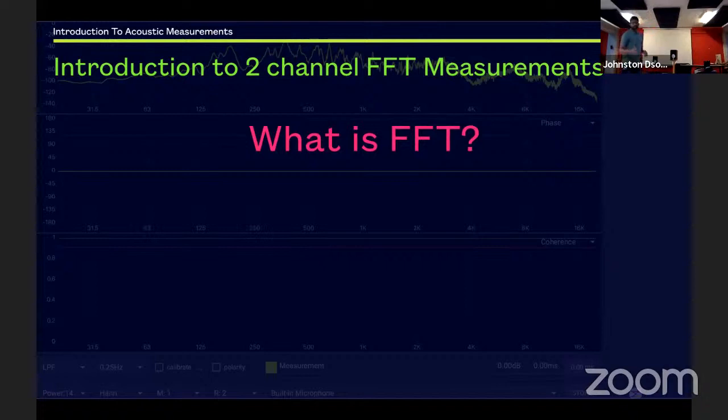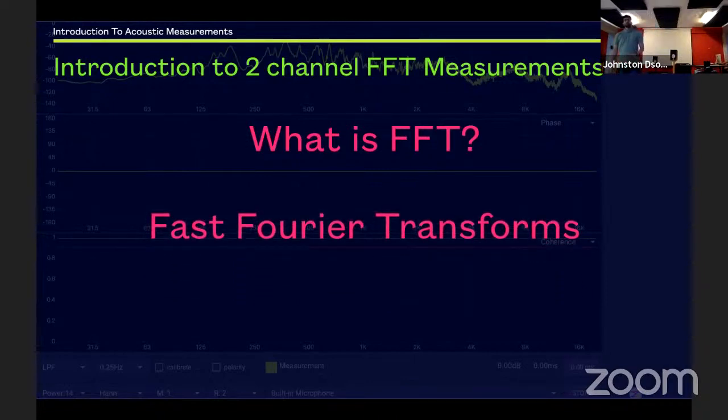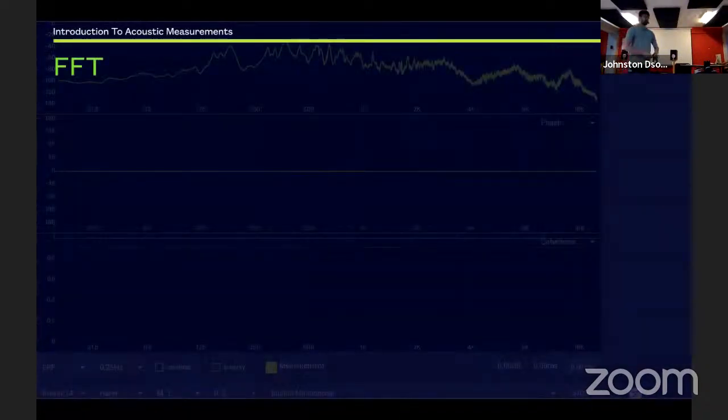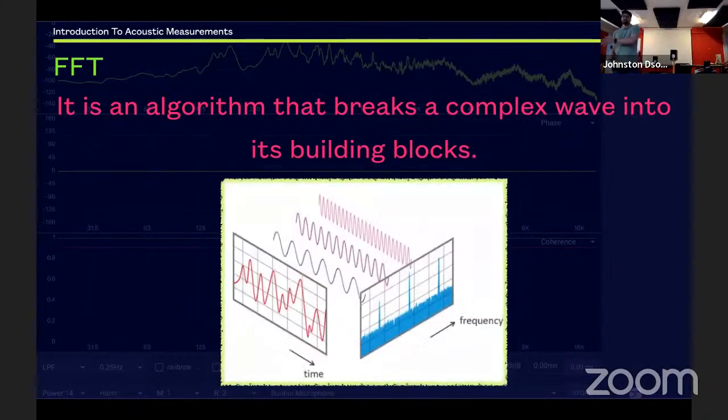So FFT is basically nothing but something known as fast Fourier transforms, okay? Now, what is a fast Fourier transform? It is an algorithm that takes in complex data and breaks that complex data into its building blocks. For example, I played some noise. If I put this noise into an FFT, it will break that noise up and tell me what different frequencies are playing. Not only different frequencies, it will also tell me at what time what thing is playing. Now, what is time domain, what is frequency domain, I'll just come to that in a bit.